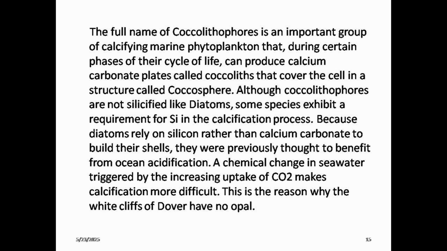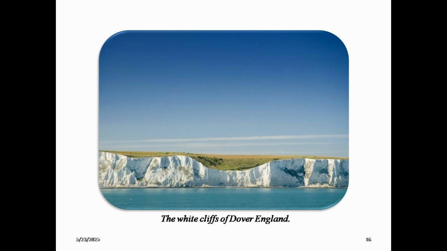Because diatoms rely on silicon rather than calcium carbonate to build their shells, they were previously thought to benefit from ocean acidification. A chemical change in seawater triggered by the increasing uptake of CO2 makes calcification more difficult. This is the reason why the White Cliffs of Dover have no opal. The White Cliffs of Dover, England.